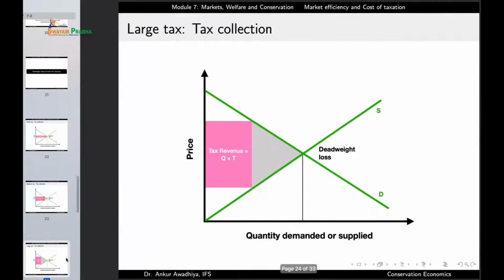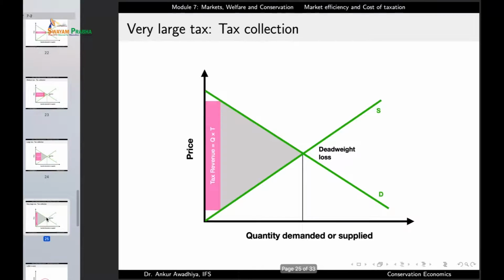Now, if the tax increases even further, then we'll have a situation like this. So now T has increased even more, Q has reduced even more, and the quantum of tax collected is now given by the area of this pink colored rectangle.